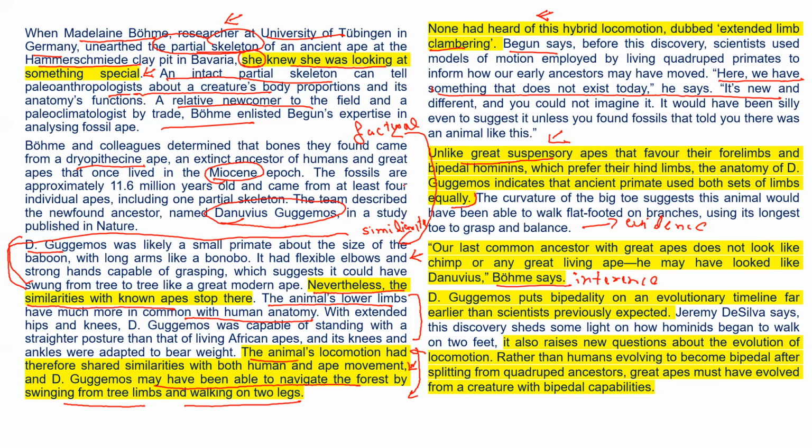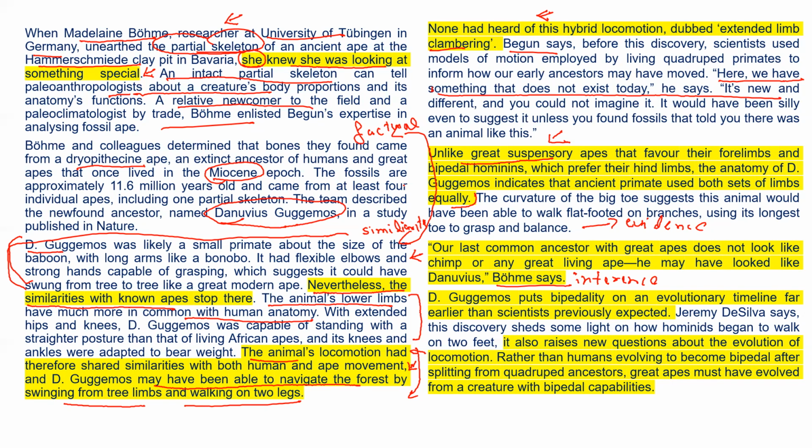Then the reason is given for why they believe something is special. They found something special. This particular thing has similarity with apes and also with humans, and the passage tries to infer how they may have moved. They may have had movements common to both apes and humans.